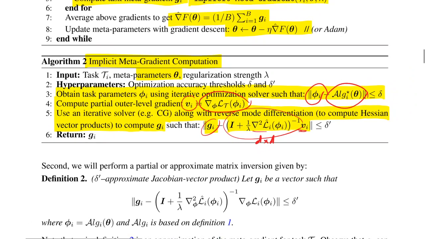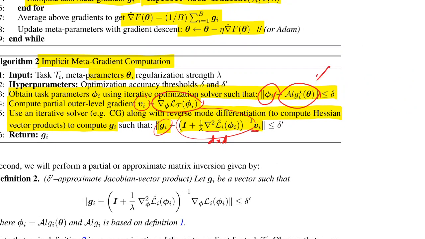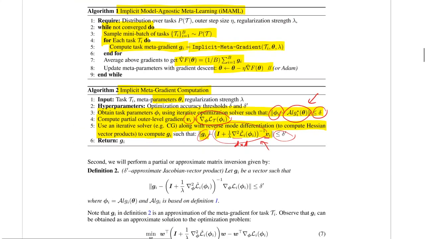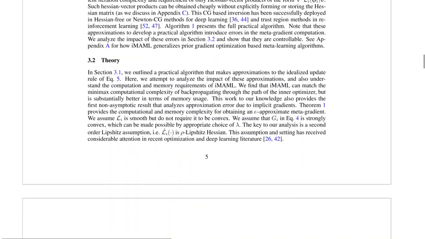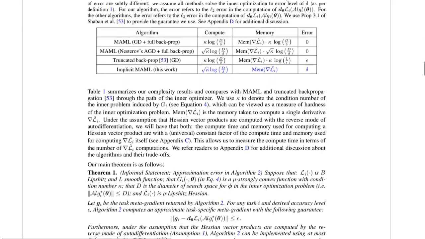Okay, so two approximations here. First approximation, you don't actually have to solve to the very end. You can solve it delta close. And second approximation, you don't actually have to compute the inverse, compute the multiplication of the final gradient with the inverse of this matrix right here. You can also find something that's a delta prime close to that. And they have a bunch of theory that this still works.